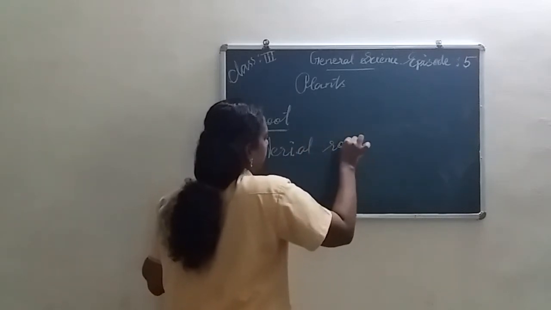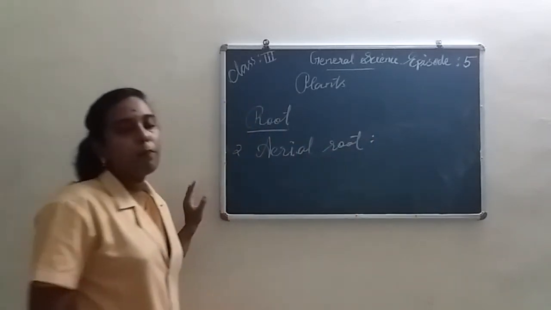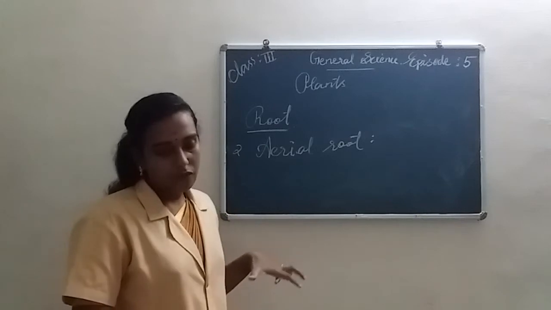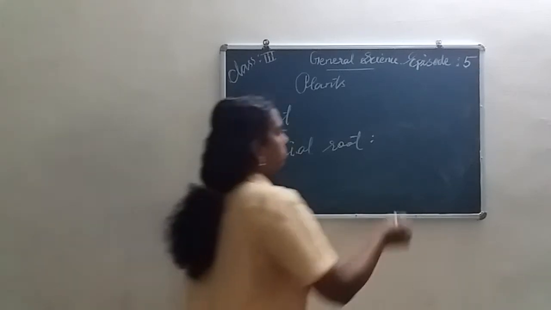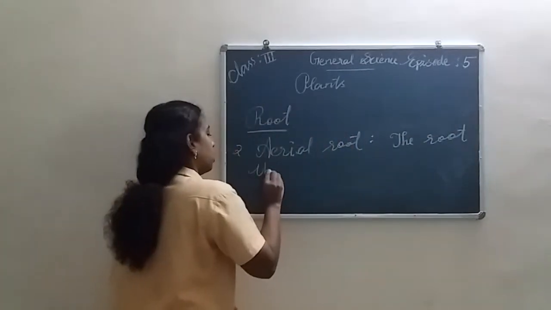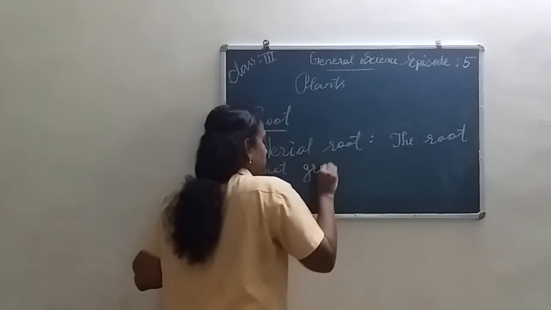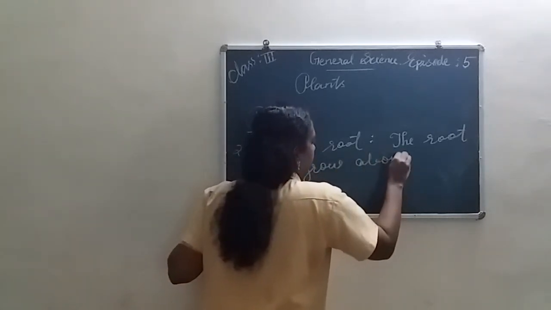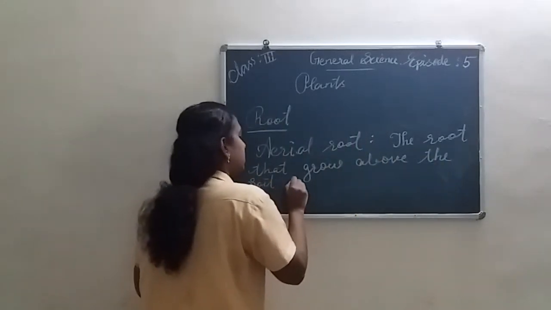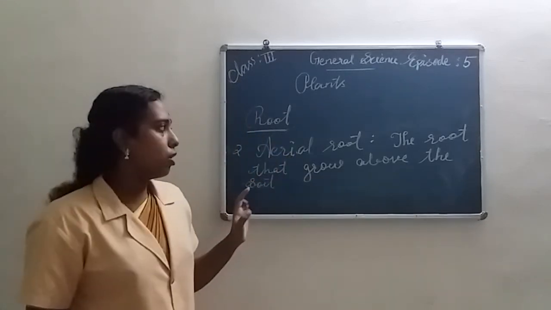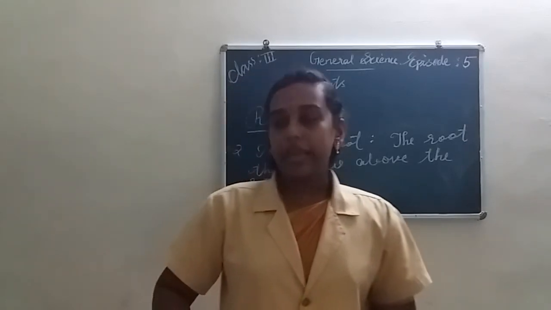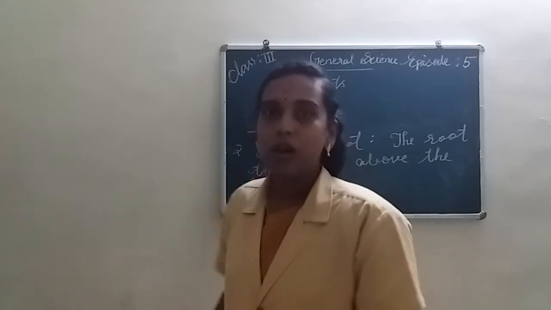A-E-R-I-A-L root. Aerial root. The root of a plant that grows above the ground is called aerial root. The root of a plant that grows above the soil is called aerial root. So aerial root means the root that grows above the soil.